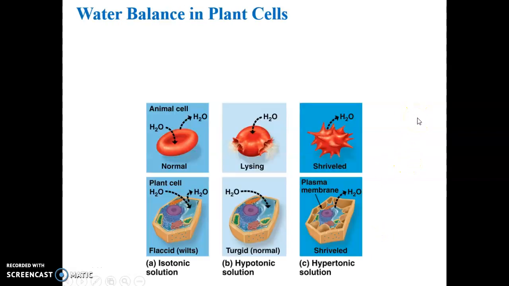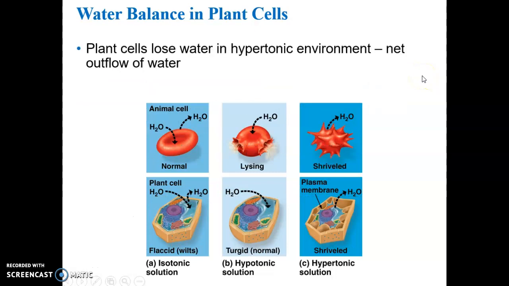So obviously, water balance is critical for cells and the tissues and the organs within organisms. So plant cells will lose water in hypertonic environments. And that's the situation here on the far right. Hypertonic, meaning elevated solute levels externally, but that also means lower water levels externally relative to the cells.